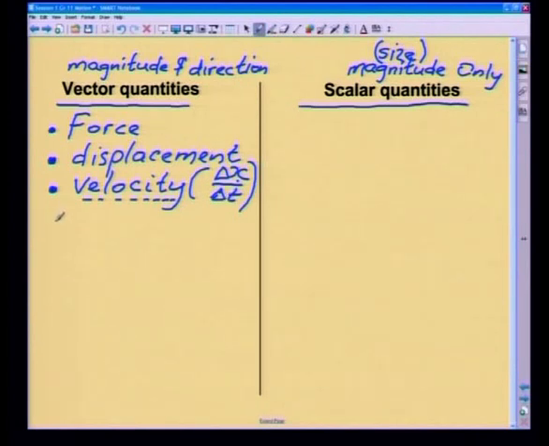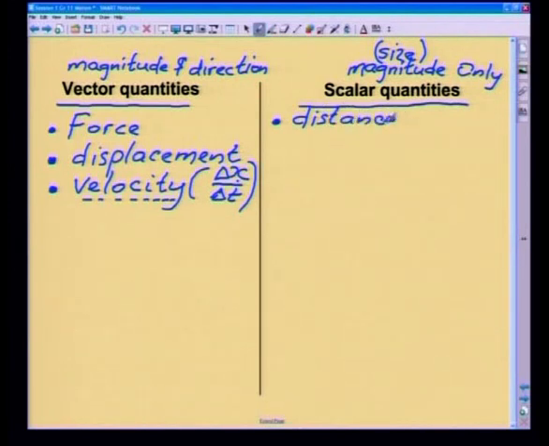Now, let's look at the right-hand side column of this groups of physical quantities. Here we've got scalar quantities, and we're talking physical quantities with magnitude only or with size only. Now, I'm going to put here as the first one distance.